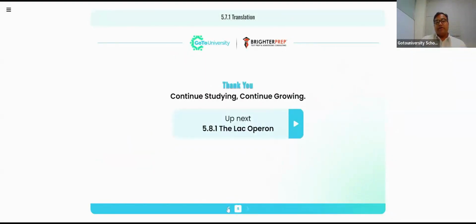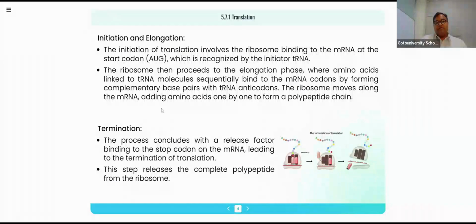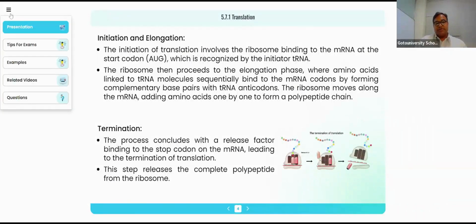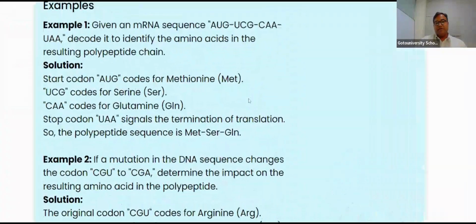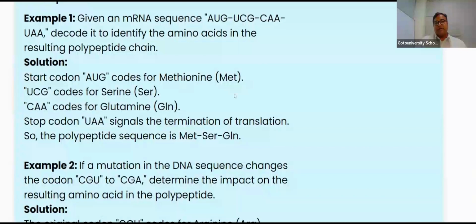Now, before entering the lac operon, we will discuss a few questions in translation and worked examples. First, we'll go for the worked examples. Can you see the worked examples? Given an mRNA sequence, decode it to identify the amino acids in the resulting polypeptide. AUG codes for methionine. GUG codes for serine. So these codons code for these respective amino acids, right?